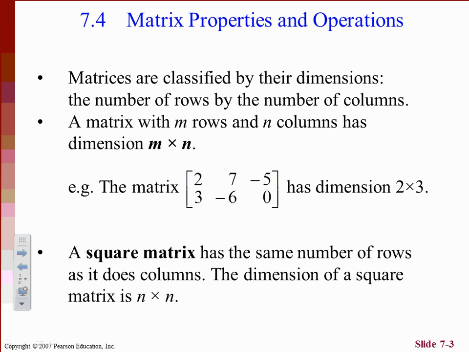They're classified by their dimensions, and we always go by the number of rows first and then the columns. So it's rows, then columns. This matrix with these 6 numbers has 2 rows and 3 columns, so it's a 2 by 3 matrix. Always rows first and then columns, so this is a 2 by 3, not a 3 by 2. A square matrix, as the name implies, has the same number of rows and columns, which makes a square.